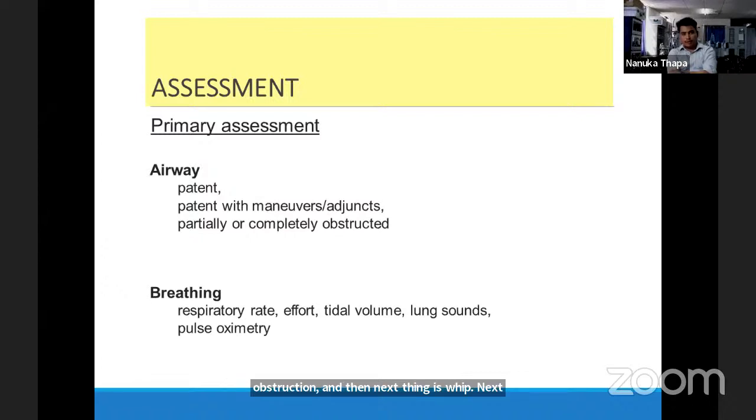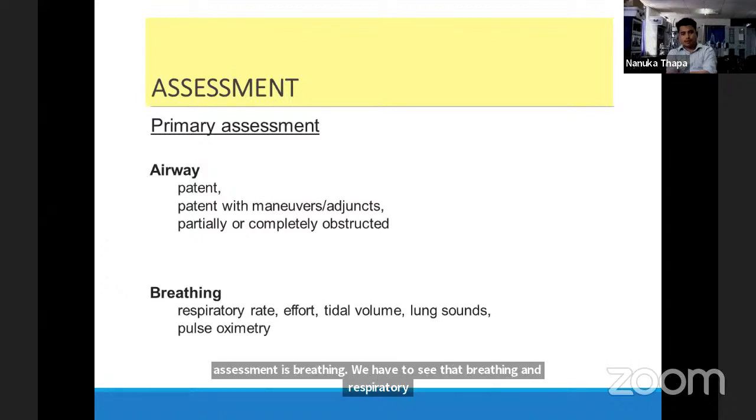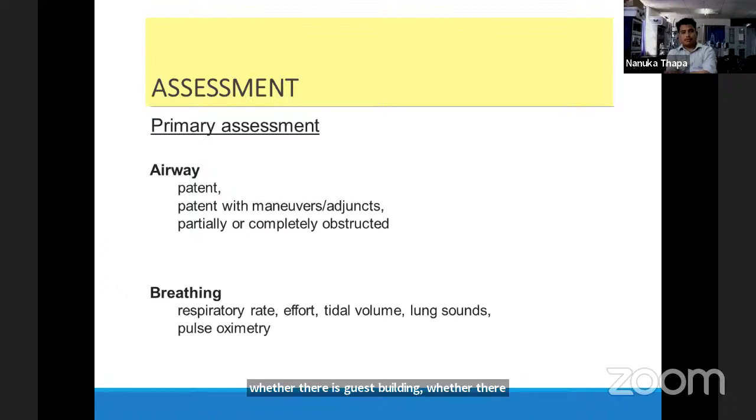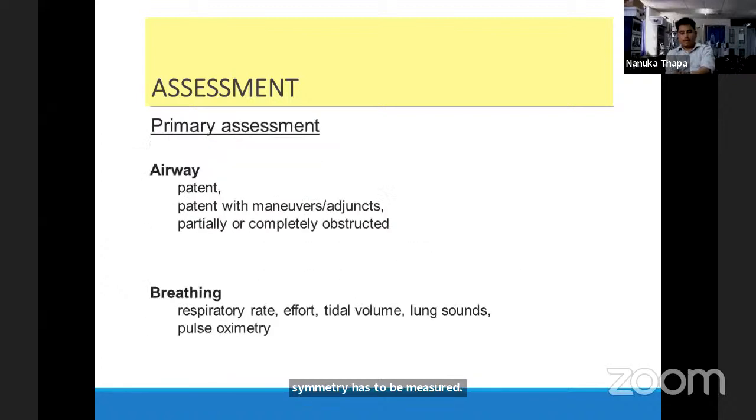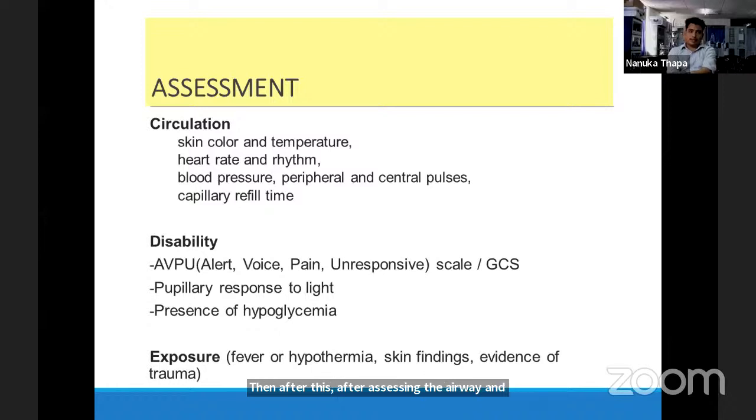We have to see the respiratory rate, whether there is gasping breathing, whether there is hypopnea, or whether there is tachypnea. Then we have to see the efforts, if there is any use of accessory muscles. Then we have to auscultate and check the lung sounds, and pulse oximetry has to be measured. Then after assessing the airway and breathing, we'll assess the circulation.